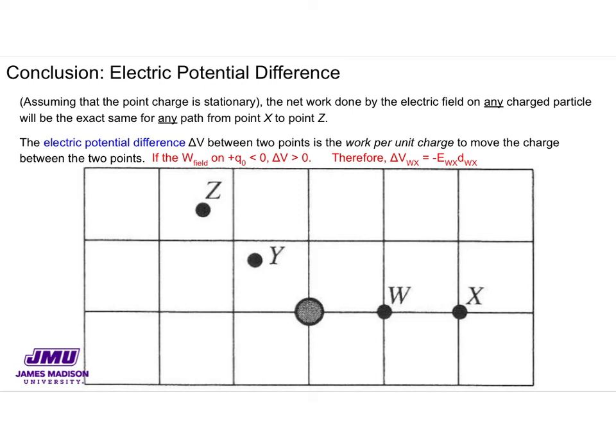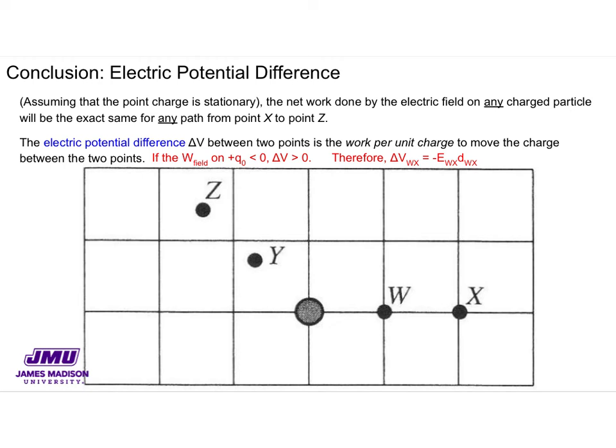So to wrap all these ideas up, if the work done on a charged particle as it moves from point X to point Z is path independent, then that means I don't need to know the path it takes. I just need to know something about point X and something about point Z. That something is the potential at each of those 2 points. The potential difference between 2 points tells me the amount of work it takes per unit charge for the field to move a charge from the first point to the second point.